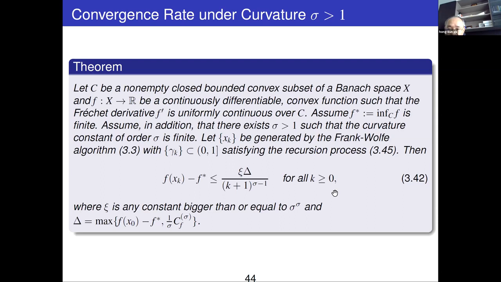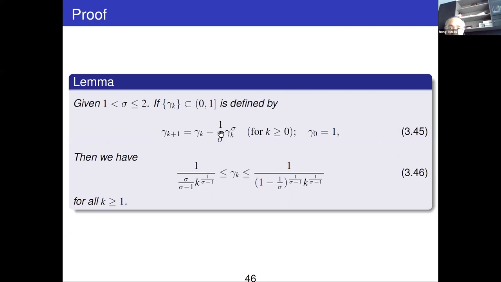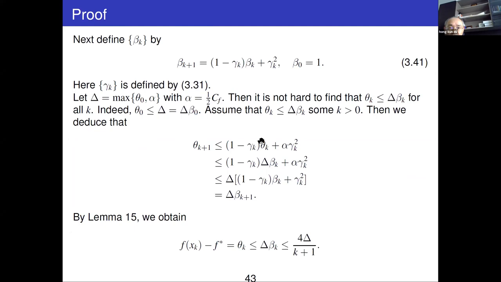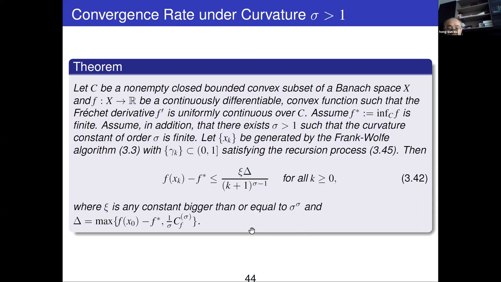This condition: if the step size gamma k is generated by this recursion process, then my conclusion is that the rate of convergence is given by the right-hand side of 3.42, where C is any constant bigger than or equal to sigma to the power sigma, and the bottom part is k plus one to the power sigma minus one. So the rate of convergence is basically the same as the previous one, where the step size is selected by the line minimization method.